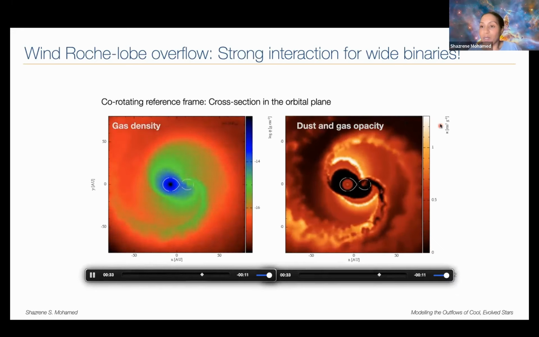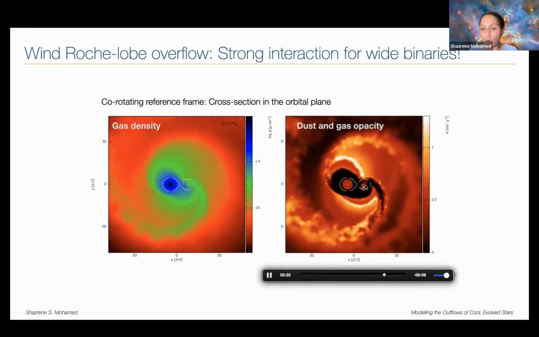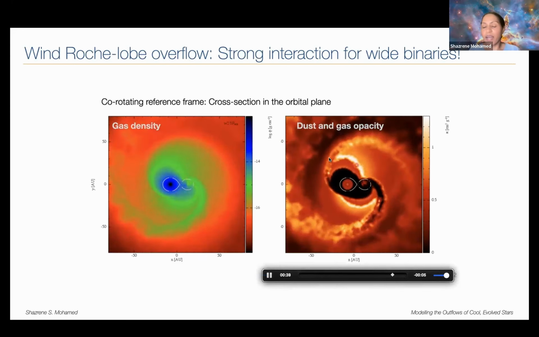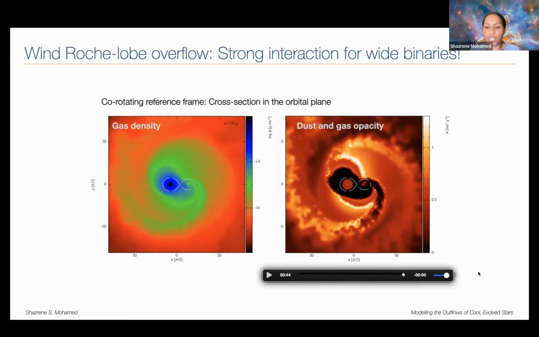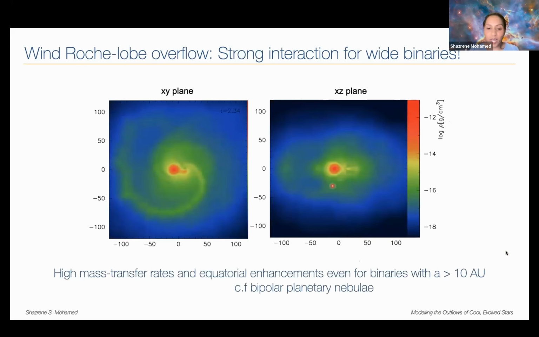When we look at the dust and gas opacity, what you see is that you get cavities forming, as well as arcs, where you get enhancements and it's cool enough for dust to form, as well as these nice spiral structures. The key thing about this is that you transfer a lot more mass in much wider binaries. So you don't need to go to a 3 AU binary, but even for a 10 AU, 20 AU binary, you can transfer a lot of material to the companion. And when you look perpendicular to the orbital plane, you can focus that material towards the orbital plane. And this is quite important for driving bipolar structures, for example, in planetary nebulae.